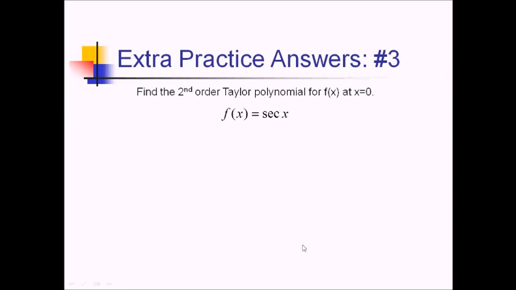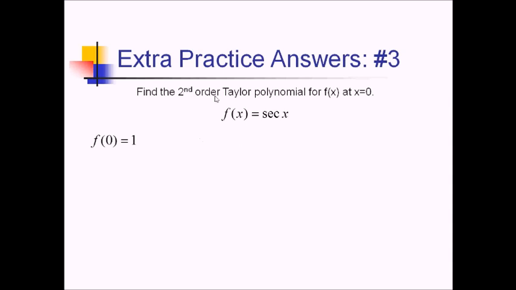On this problem, I want the second order Taylor polynomial for x equals 0 for secant of x, so the Maclaurin series. Let me start with f of 0. That's going to be secant of 0, which is just 1 over cosine of 0, which is 1. Next, we're also going to need f prime and f double prime to get second order.